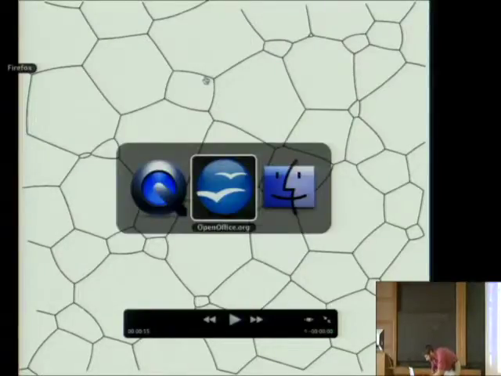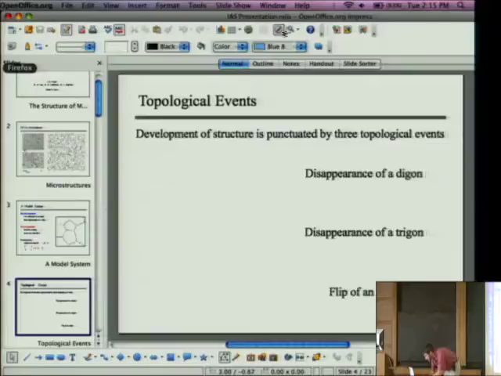But to explain that system is something completely different. That's kind of what we're working on.